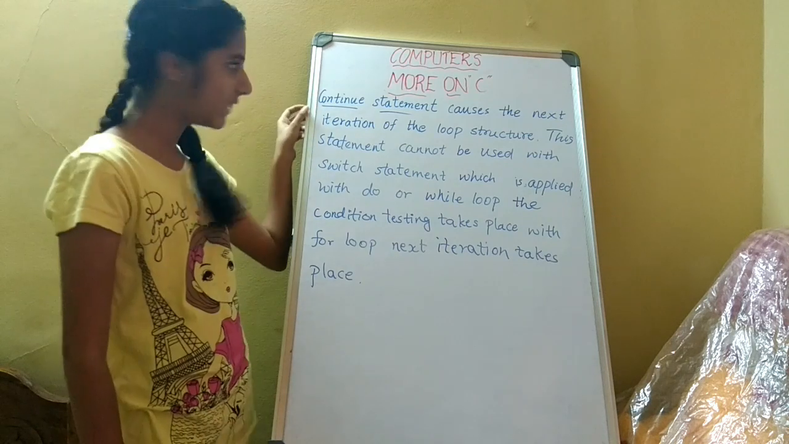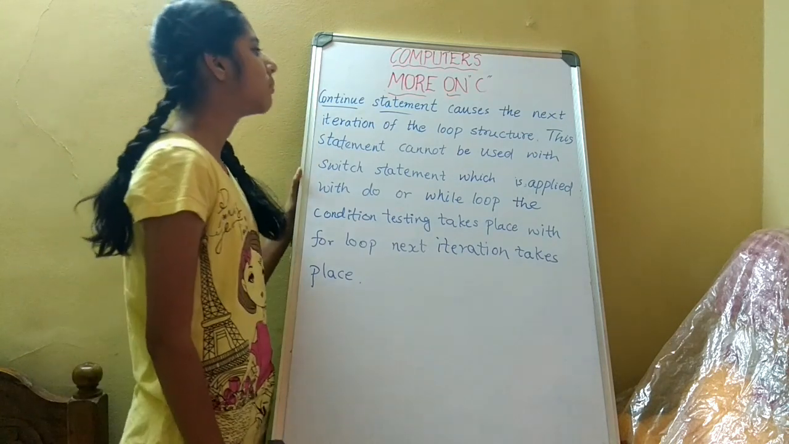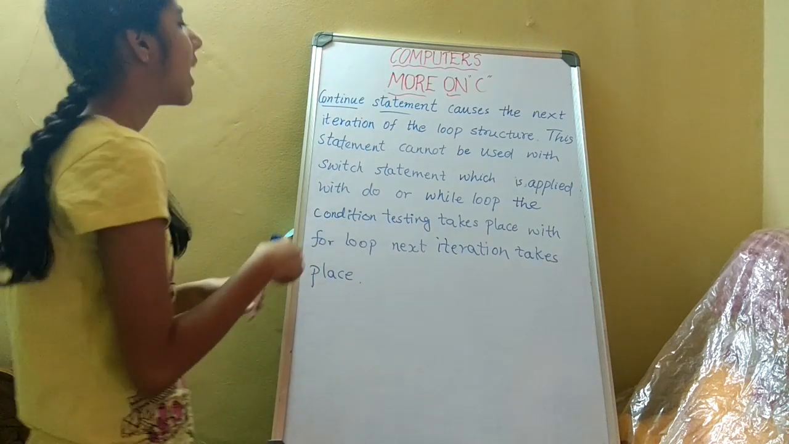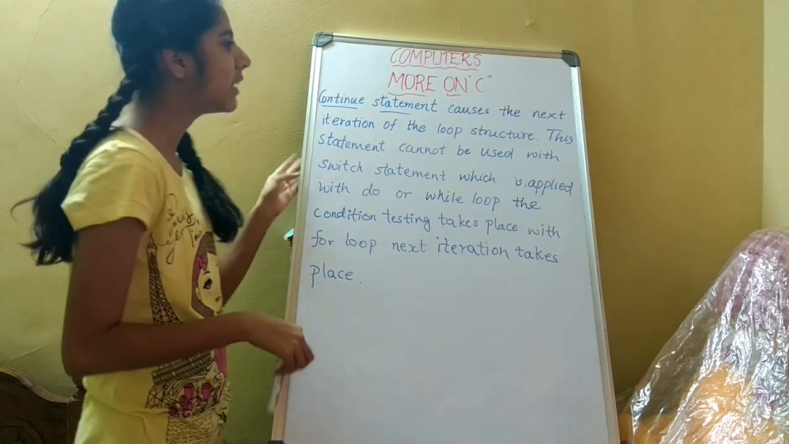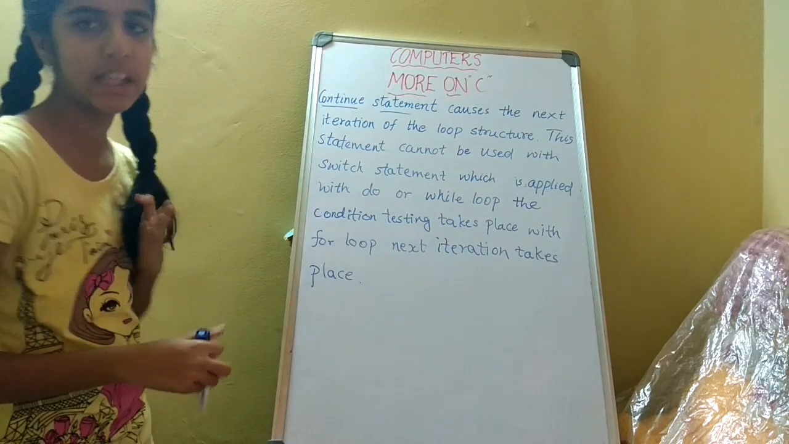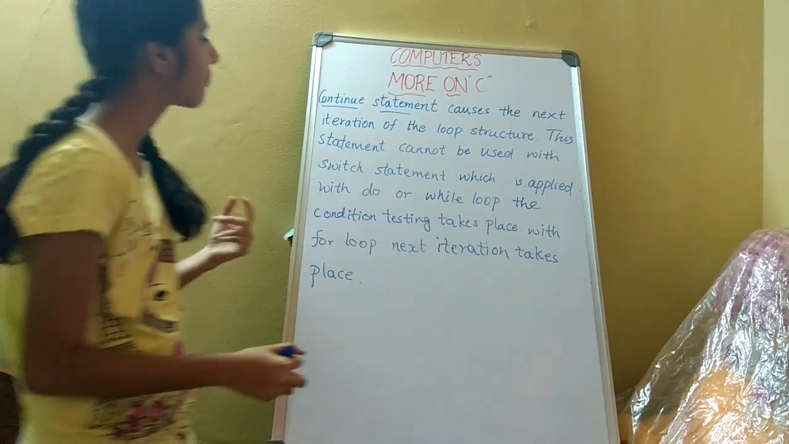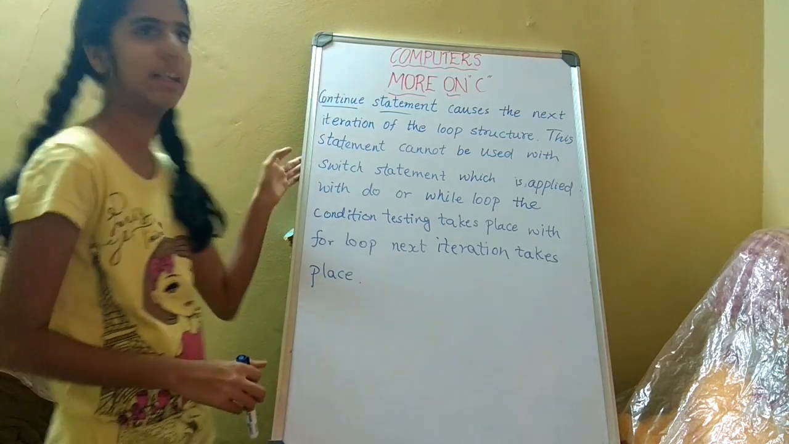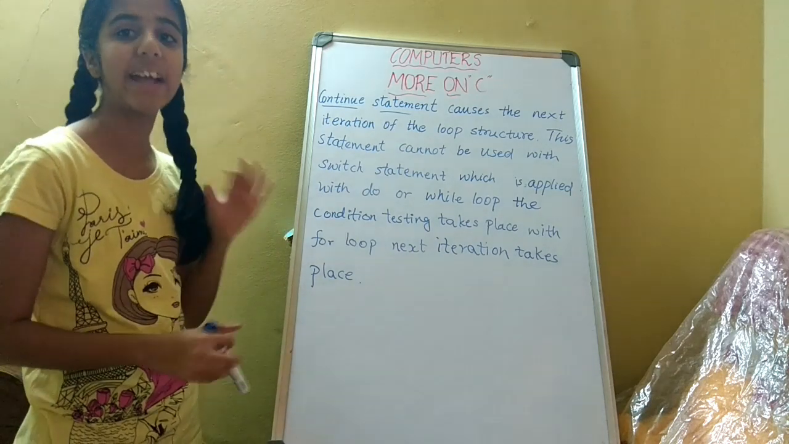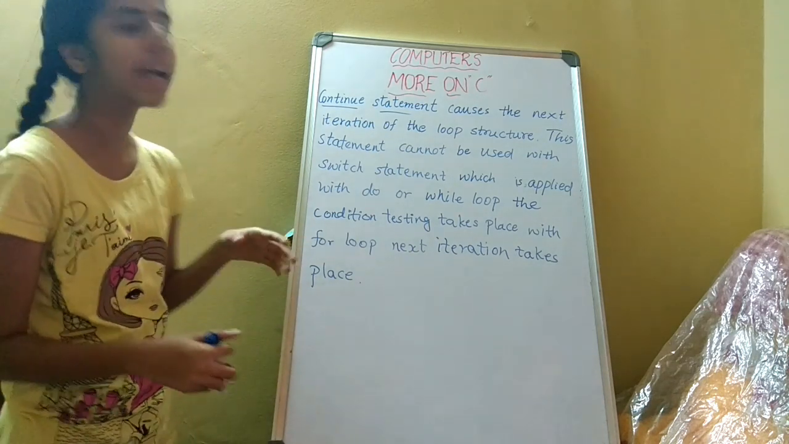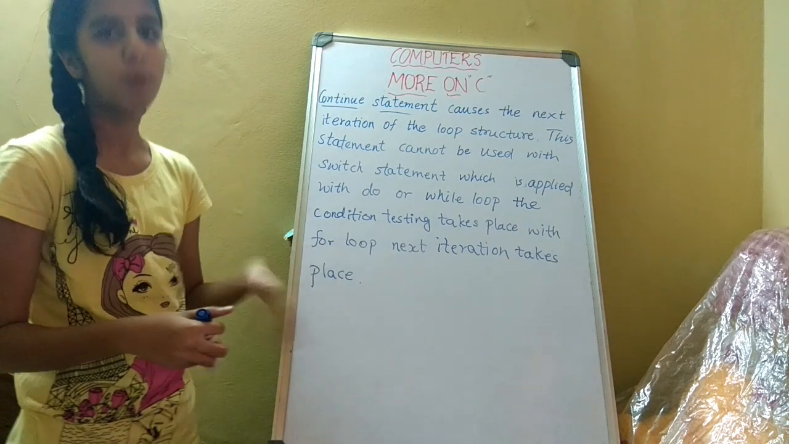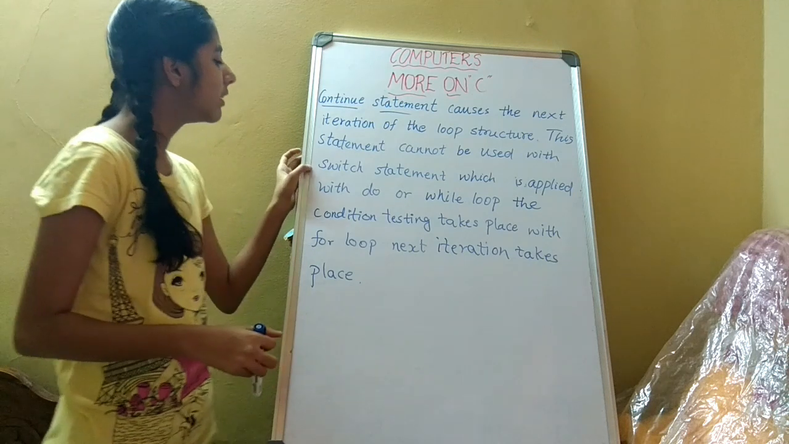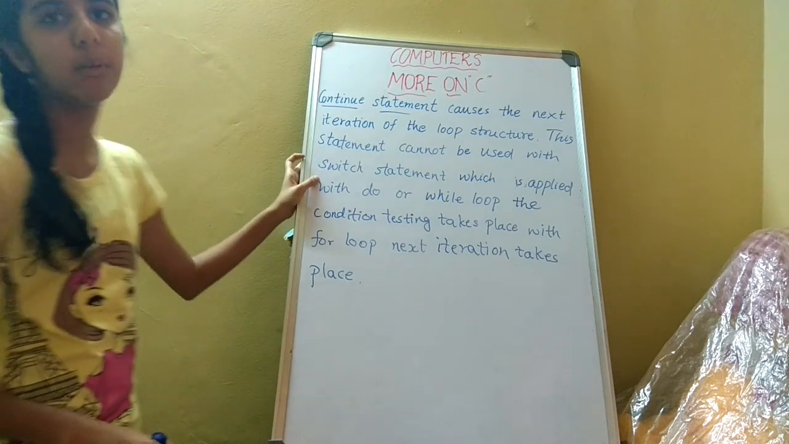Now we will discuss the continue statement. The continue statement causes the next iteration of the loop structure. It keeps on going, continuing to the next statement. This statement cannot be used with the switch statement, because switch uses break, which is an immediate exit. So continue cannot be applied to the switch statement because it will break.